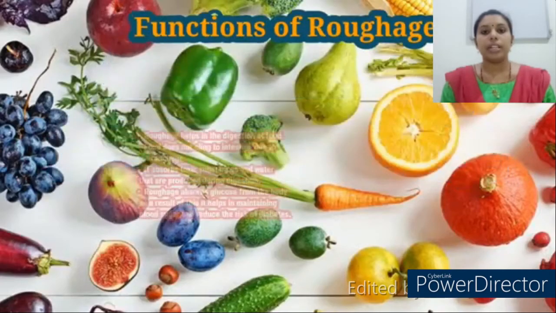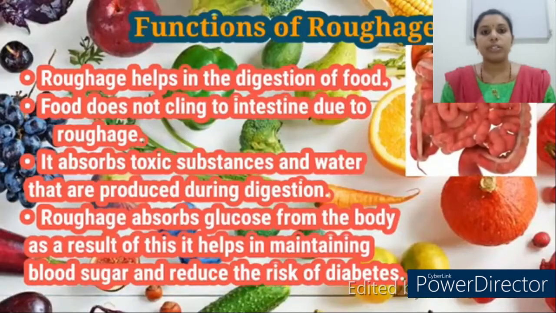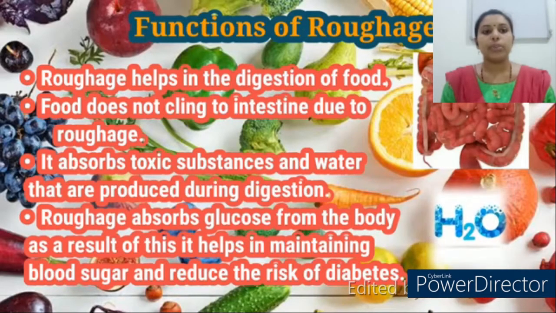Roughage helps in the digestion of food. Food does not cling to intestine due to roughage. It absorbs toxic substances and water that are produced during digestion. Roughage absorbs glucose from the body. As a result of this, it helps in maintaining blood sugar and reduces the risk of diabetes.